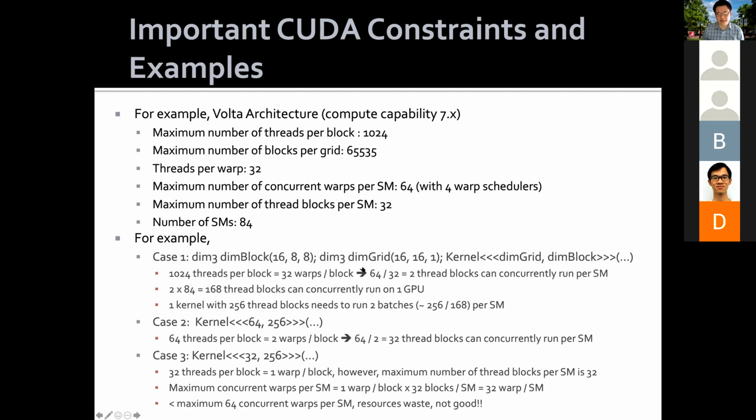And this is just another case, right? Here I specifically give you the dimensions of the block and the dimensions of the grid. You can calculate that, concurrently, we can run 2 thread blocks per SM. And for example, we have 84 streaming multiprocessors. That means for the whole GPU, we can run 168 thread blocks concurrently. And with one kernel of 250 thread blocks, that means we need to run at least 2 batches.